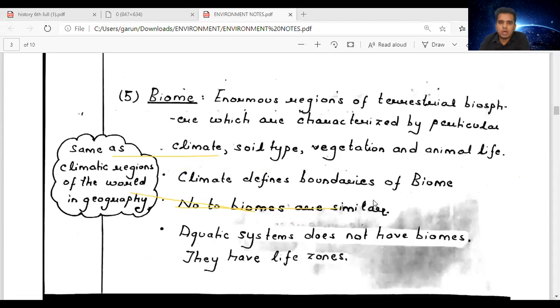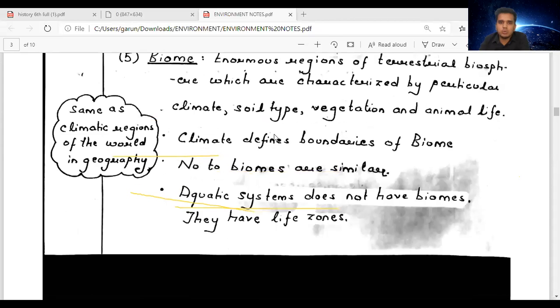No two biomes are similar. No two biomes are the same. For example, the desert of Rajasthan is not similar to the alluvial, fertile land area of Uttar Pradesh. So these two regions are not the same. So no two biomes are similar.